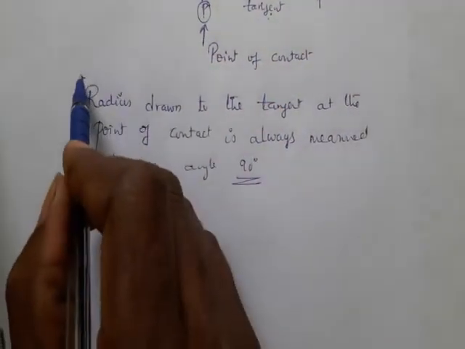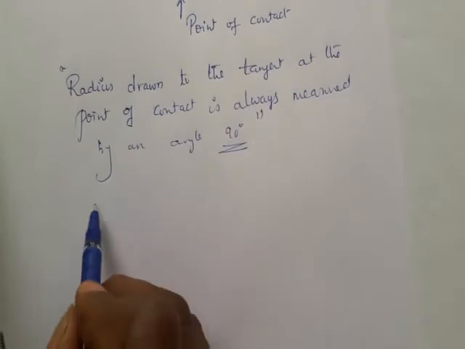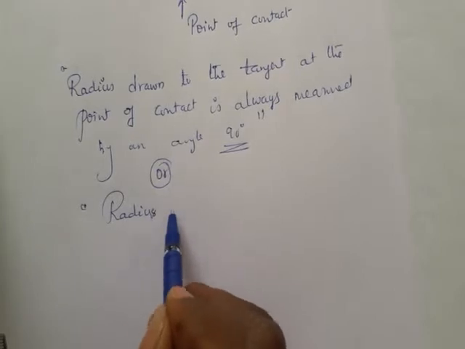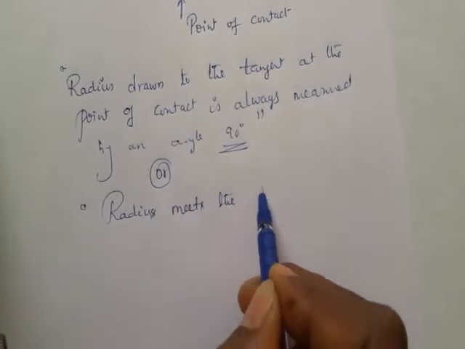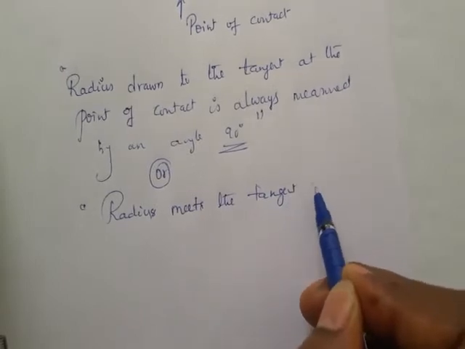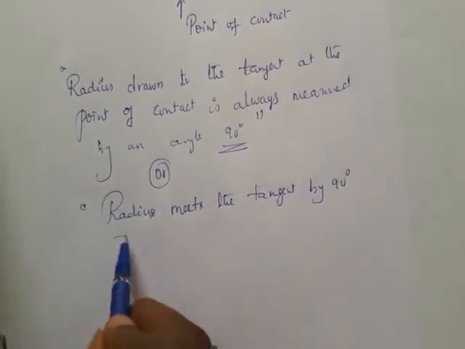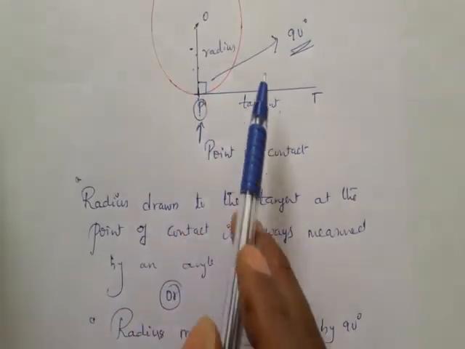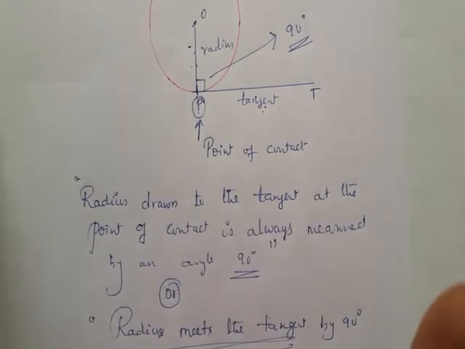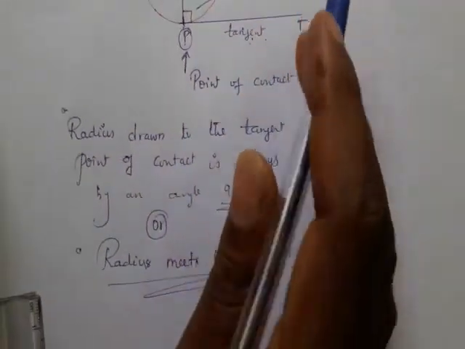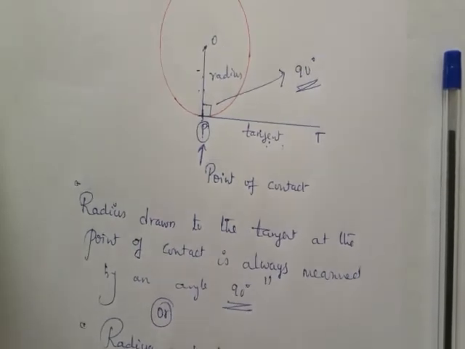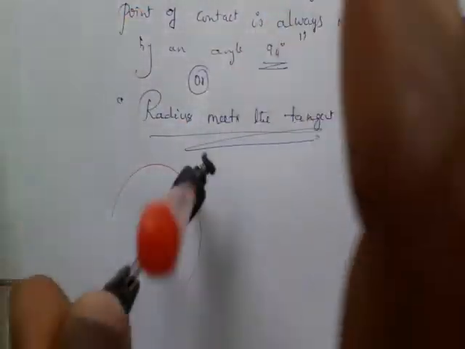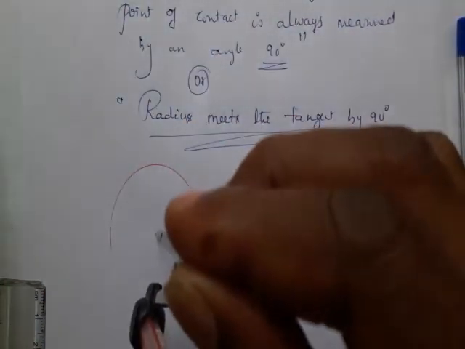The same theorem statement you can still write in a brief form, that is: radius meets the tangent by 90 degree. So radius and tangent always meet by 90 degree. It is already universally proved. So for any circle, any tangent and any radius taken, you try, you come to know the truth. Radius and tangent always 90 degree, student. Remember, radius and tangent always 90 degree.